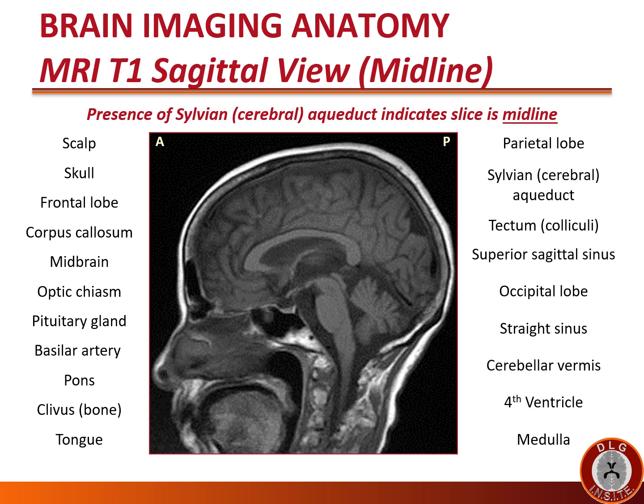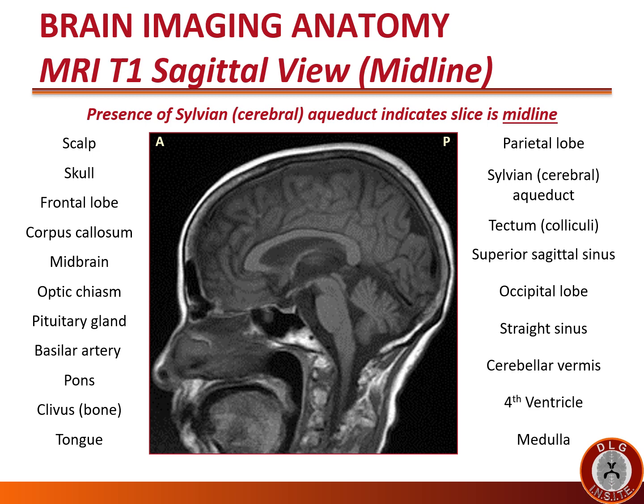To further our perspective of brain imaging anatomy, we are now going to review an MRI T1 sagittal view in the midline. Please note that the sylvian aqueduct is in the midline and is as thin as a pencil lead, so the presence of the sylvian or cerebral aqueduct on an MRI sagittal view indicates that the slice is midline. As we go through the anatomic structures listed on this slide, we will eventually get to the structure that is in fact the sylvian or cerebral aqueduct.